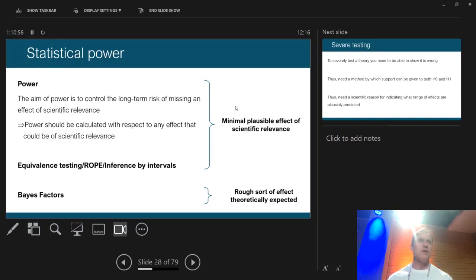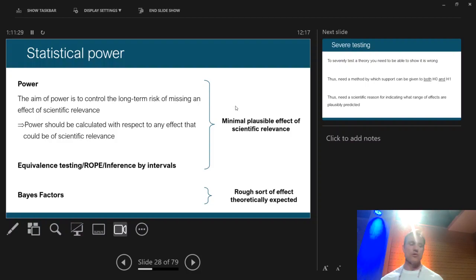But if you want to control the error of missing out on something you're interested in, you need to say what it is you're interested in and make sure that you have the power to pick up any effect that you would be interested in. Well, that's just to say if you're doing power, you need to say what's the smallest effect of scientific relevance. Most people don't sort of think that way or know that that's what they're meant to be doing. And you need a scientific reason that's peculiar to the scientific context that you're operating in for why this is the smallest effect of scientific relevance.